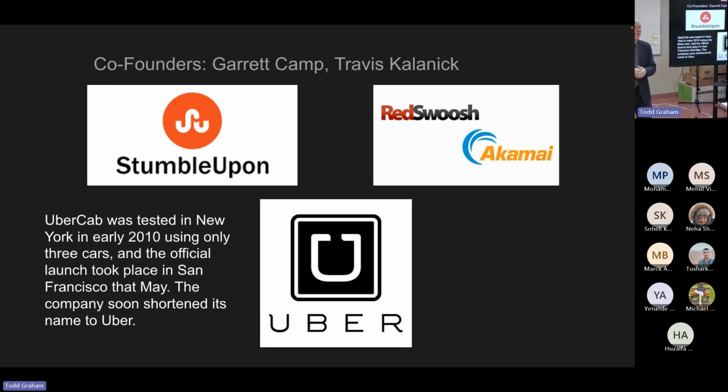Okay, Uber took aim at the cab companies, okay, ripe for disruption. The first name was Uber Cab, and they tested that idea in New York in 2010 with 3 cars. Okay, they changed the name, shortened it to Uber, and of course, the rest is history. Now it's the company you use as the metaphor for how you want your app to grow.